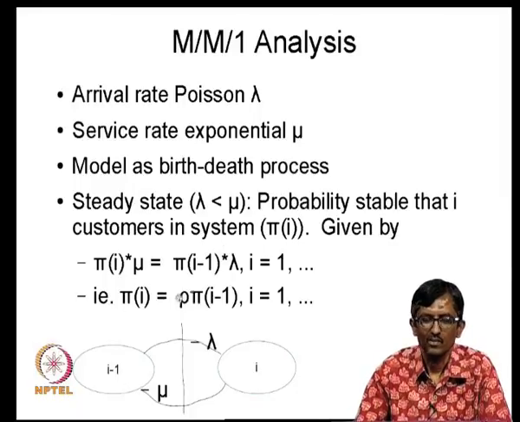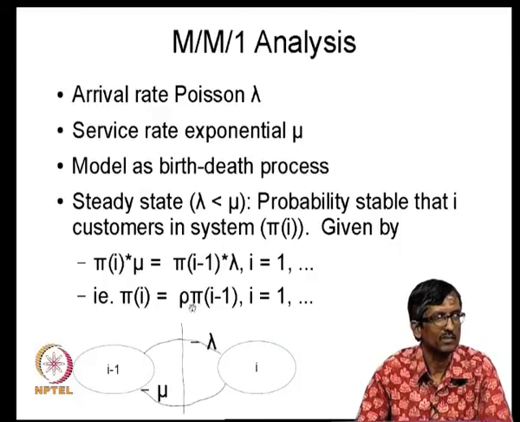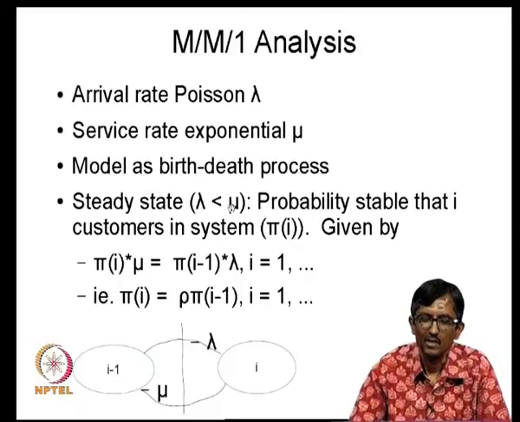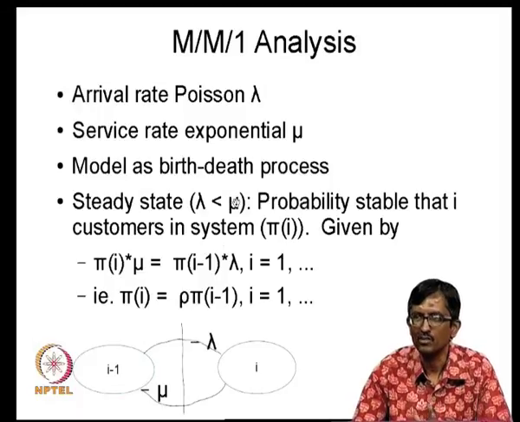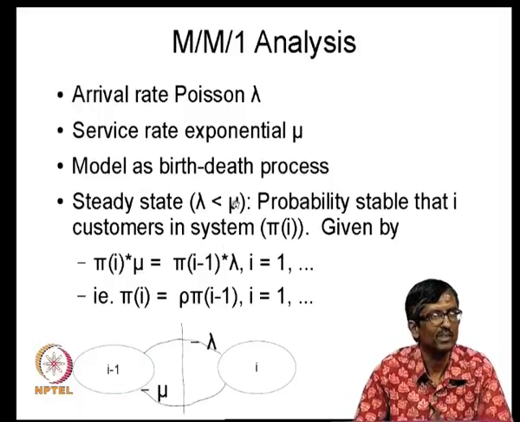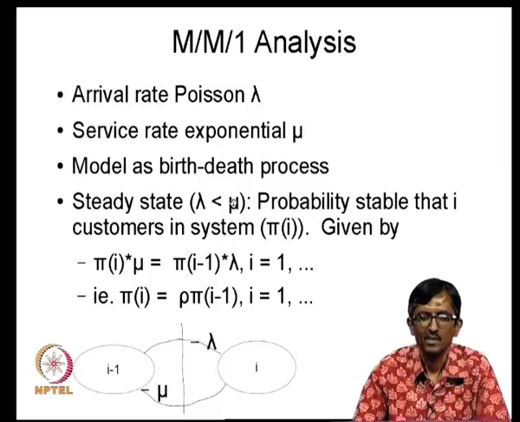Now we can see that if the arrival rate is much bigger than the service rate, then queues will build up. It's an unstable situation. Whereas if the arrival rate is smaller than the service rate, there will be some queues because of stochasticity. There will be some queues building up now and then, but they will get flushed out. So if lambda is less than mu, then you can get a steady state, and basically you can compute the steady state as follows.